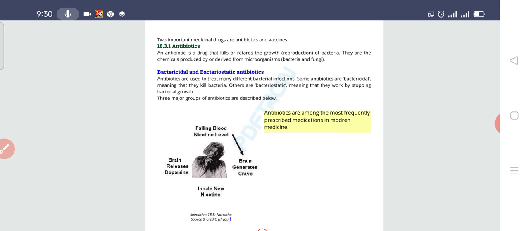Now, today we are going to discuss antibiotics. Students, if you have any query, then do comment so that I can solve it. As well as we are also discussing them in the class, but still.